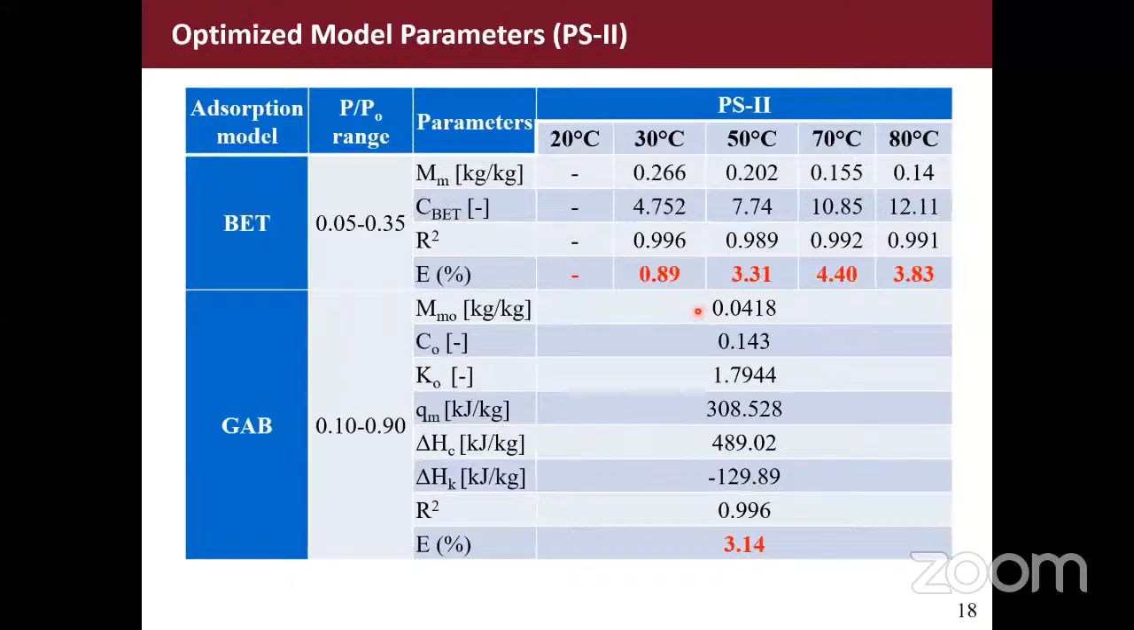So these are the results for the other material, PS2. Here you can see the results are somewhat different. Sometimes at low relative pressure, the error value is very small in the case of the BET model, whereas in the case of the GAB model, sometimes the error value is high. Therefore, if we have to consider optimized results for low relative pressure, we usually prefer the BET model, whereas at high relative pressure, we prefer the GAB model.